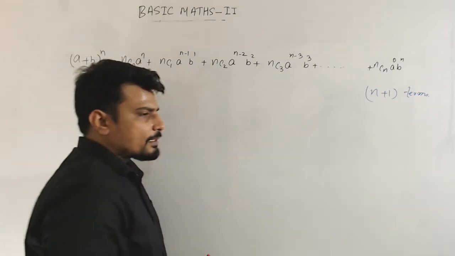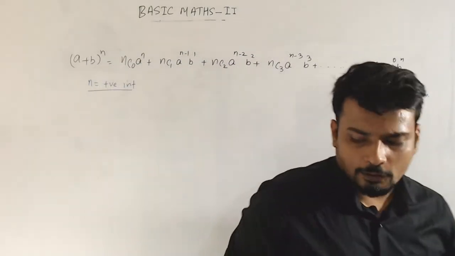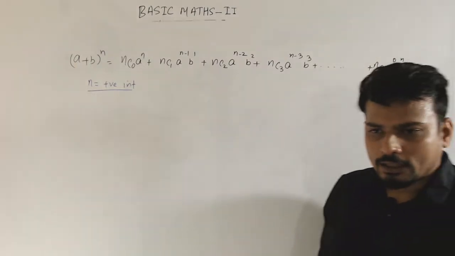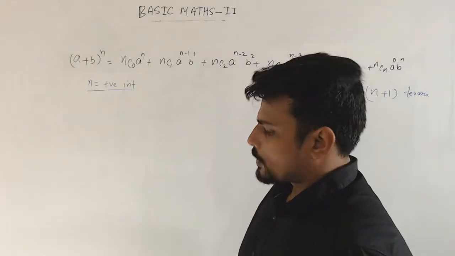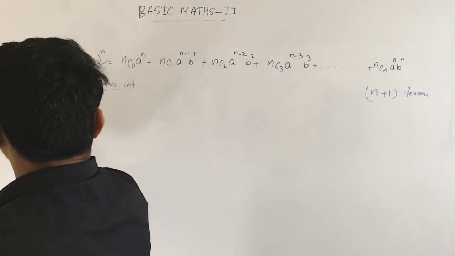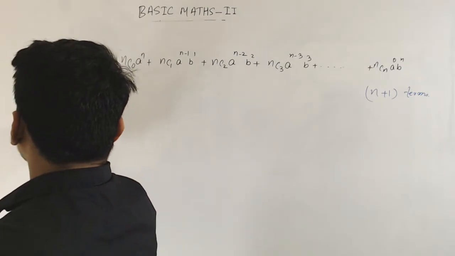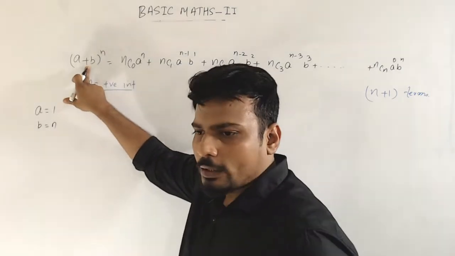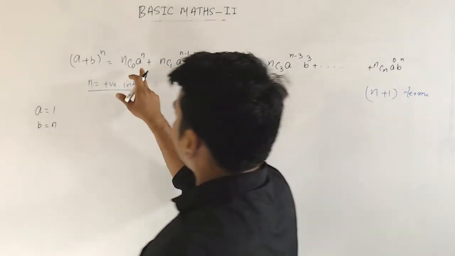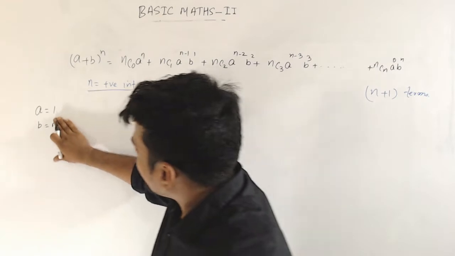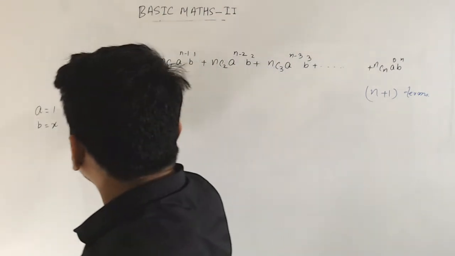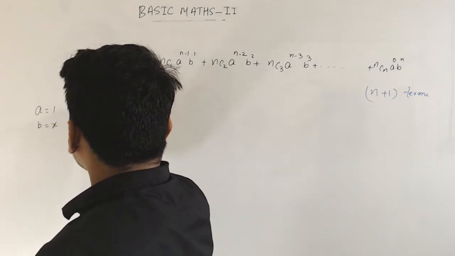What we need in physics is more about assumptions. There are going to be many situations in which we have to make a lot of assumptions. I'm going to share a couple of examples regarding that as well. But for now, let's say I take a equals 1 and b equals x, my bad. If I choose b as x, then this entire thing is going to be (1 plus x) to the power of n.